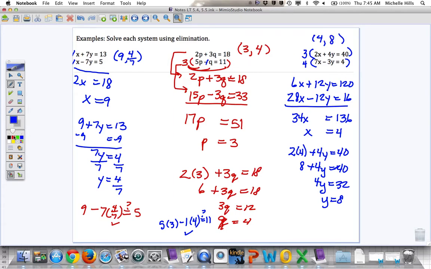To check my answer, I'm going to check it in the other equation, the one I didn't just use. So is 7 times 4 minus 3 times 8 equal to 4? Yes, it is.